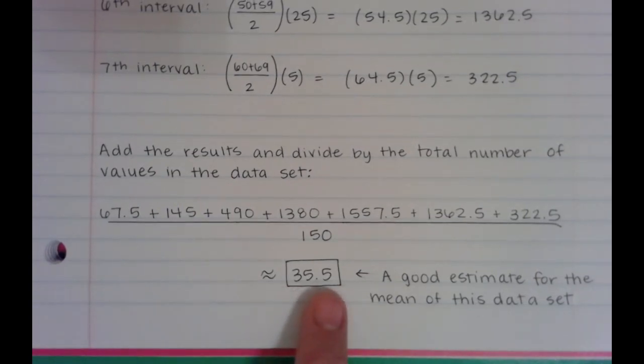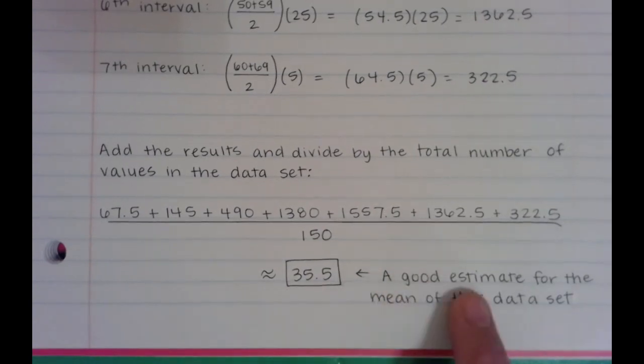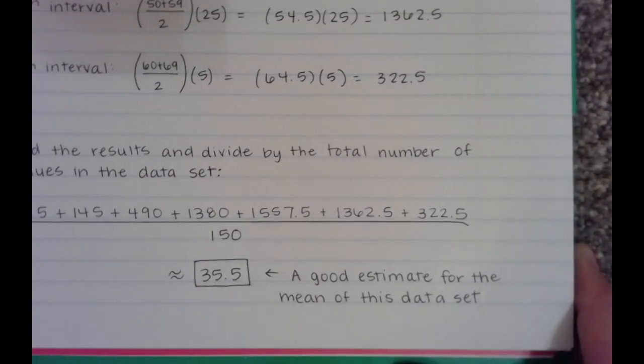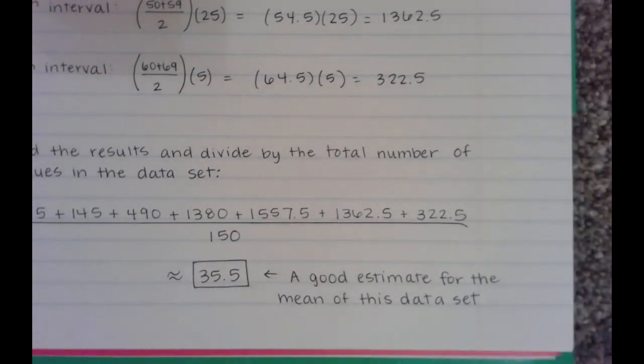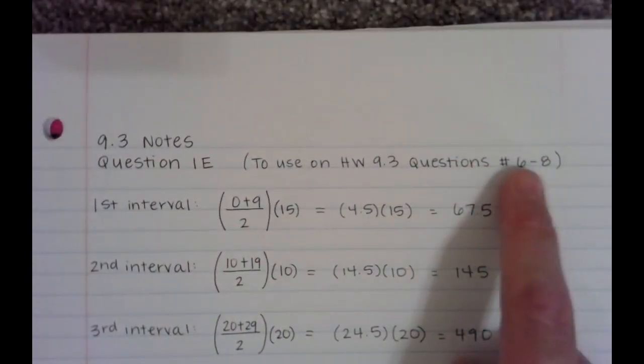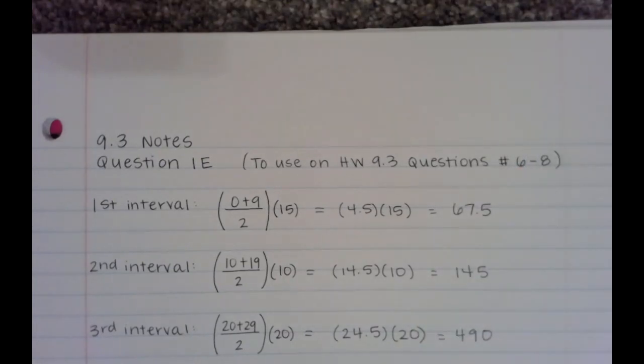So 35.5 is the number of pounds, and again, it's a good estimate for the mean of this data set. It's not the actual mean because with a histogram there is no way to find the actual mean, since the data values aren't actually listed out for us like they are in different kinds of graphical representations. So again, the work that you did on this problem is going to be helpful tonight when you do questions 6, 7, and 8 on the homework for 9.3.